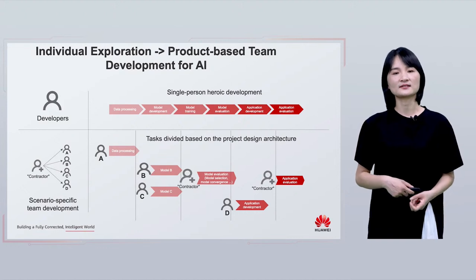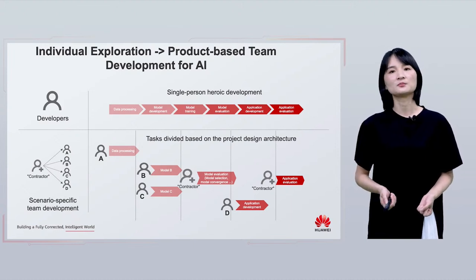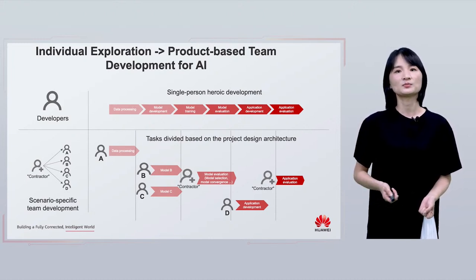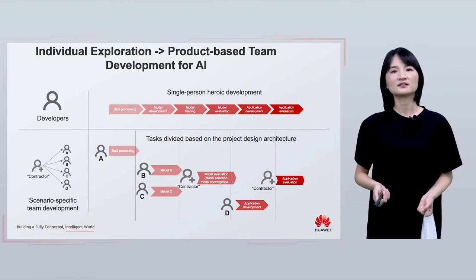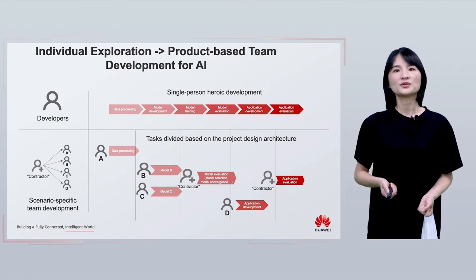Team development and application implementation for AI are carried out by multiple persons in multiple phases, involving data processing, algorithm development and optimization, model training and inference development and test. Furthermore, repeated iterations are required in subsequent operations. How can this be done efficiently? I'd like to share Huawei's practices.